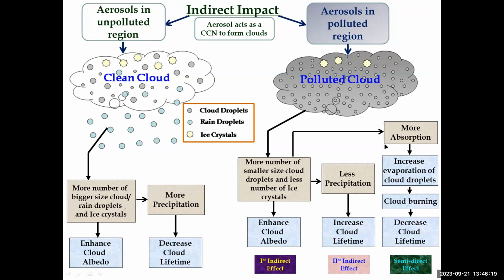Also, in another scenario, because these clouds are formed in the polluted region, there is a possibility of the presence of more absorbing type of particles within the cloud. So more absorption will take place within the cloud, and that will increase the evaporation of cloud droplets, because cloud droplets are formed of water. Because of heating, because of absorption of sunlight, they will start evaporating, and because of evaporation, cloud burning will take place, and this will decrease the cloud lifetime. So it is known as the semi-direct effect.